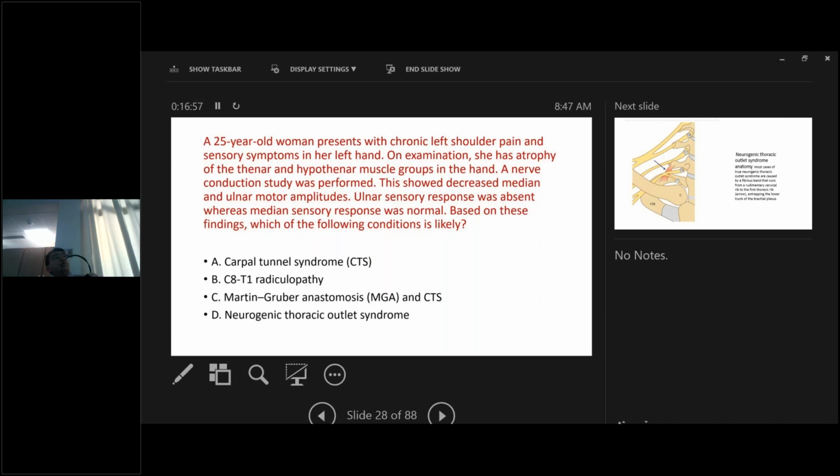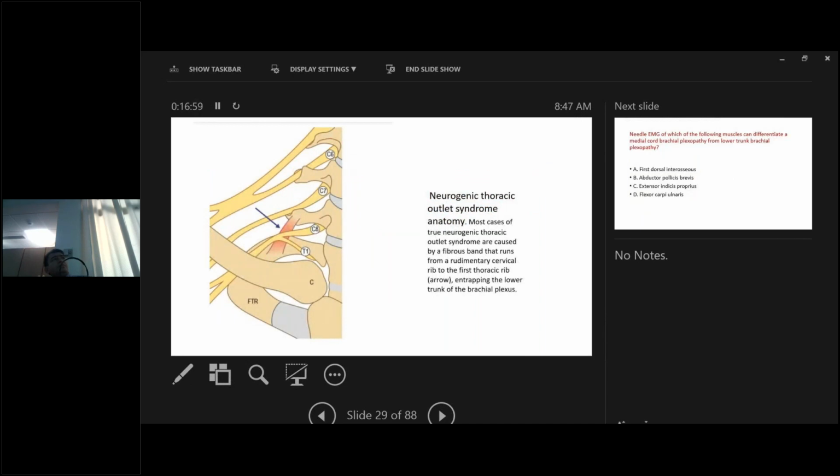Okay. So neurogenic. And usually in the female it's the lower trunk. You said that last time, yes? In the female, it's lower trunk, usually. What's usually in the female? The neurogenic thoracic outlet. Yes, it's lower trunk, because if you see the picture, usually you have a fibrous band between the rudimentary rib and the first rib. So it will be usually in the lower trunk.